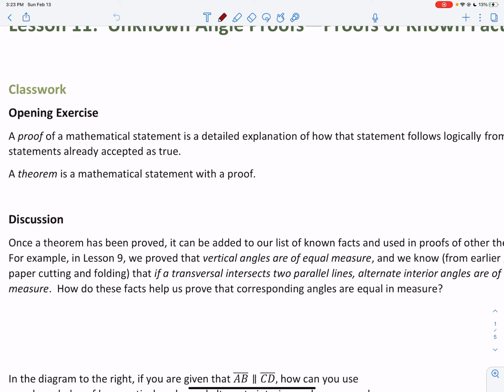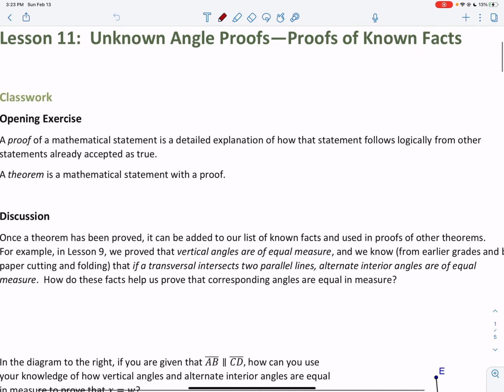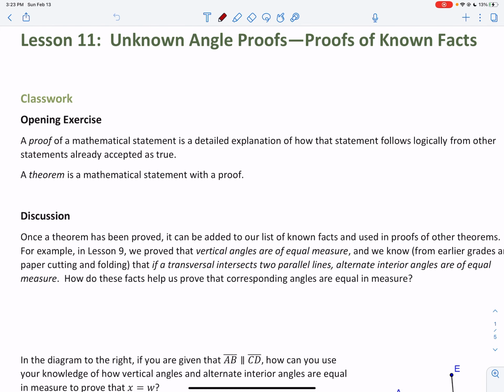One of the things is to make sure that we understand the difference between proofs and theorems. Theorems are often things that we use in proofs. Once we have proven a theorem, we get to use that theorem for future proofs. Now this is kind of cool because it's like a video game.